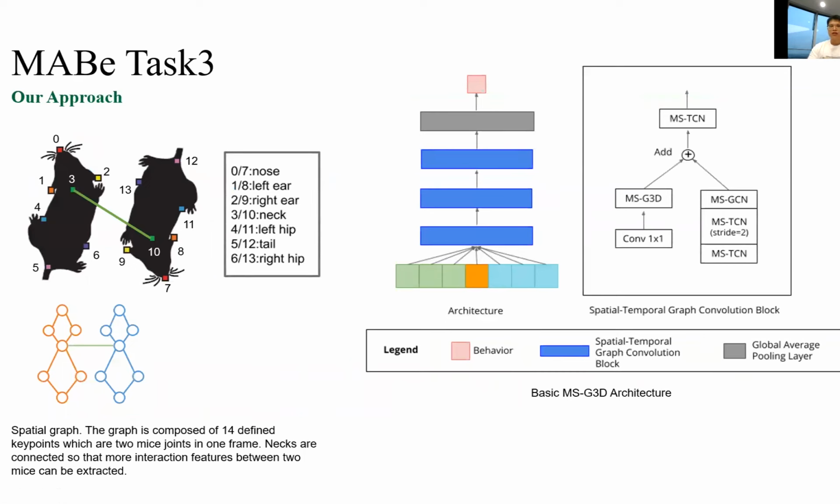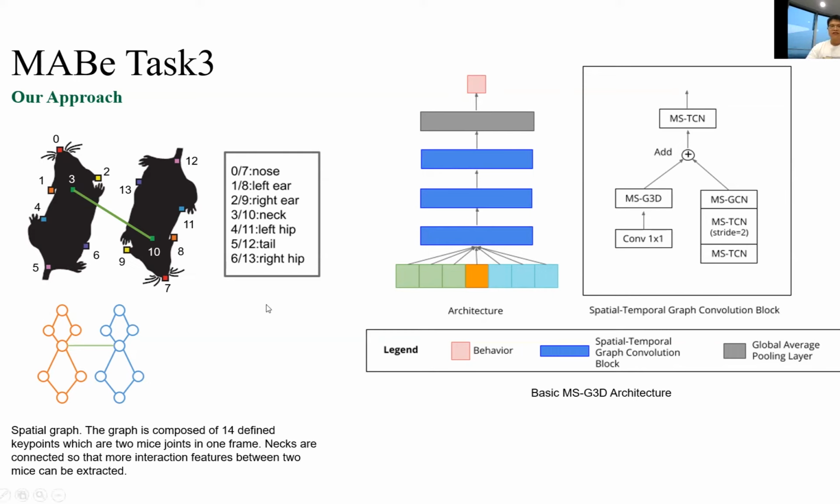Our submission was based on a graph neural network, the GCN. It has been commonly used for skeleton-based action recognition on human pose datasets. The algorithm we used in Task 3 is called MSG3D. It is a very effective algorithm that can extract multi-scale spatial and temporal features and long-range dependencies. It is very effective and useful.